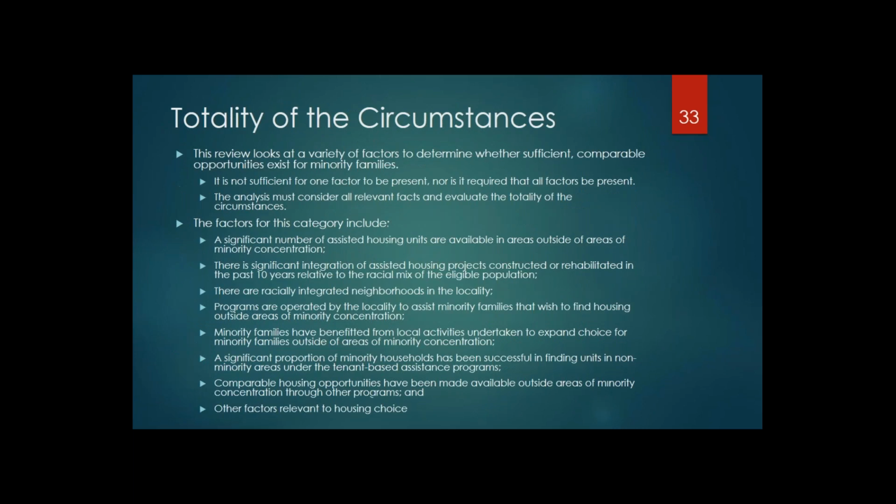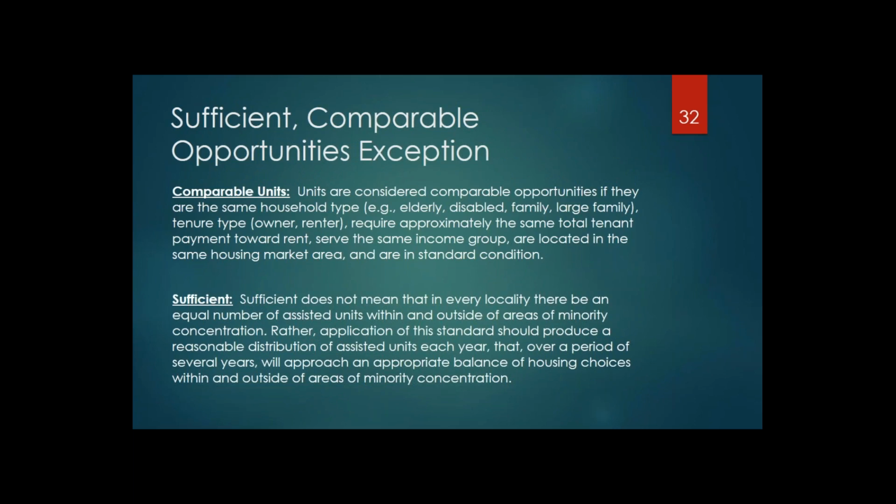So let's consider each of these factors individually for comparable units. First, the project must be the same household type and tenure type. In other words, if the proposed project that they're proposing to build in an area of concentration is rental units for a family project, we would also only be looking for comparable units outside of areas of minority concentration. So we'd only be looking at other family rental units as well. The units must also require approximately the same total tenant payment toward rent and serve the same income group. For purposes of RAD, the units must be comparably affordable to the Section 8 units that will be newly constructed on site.